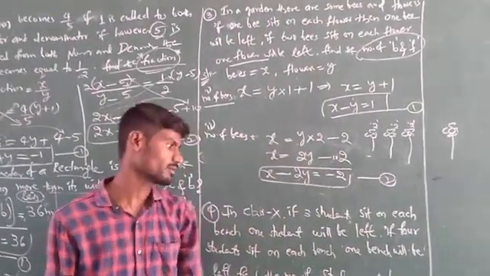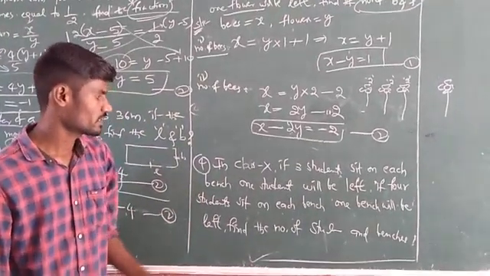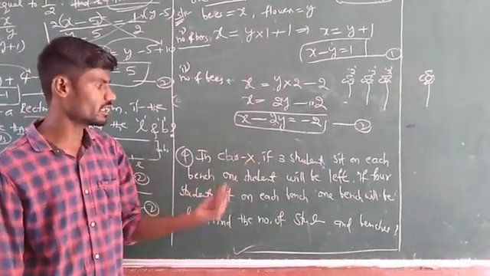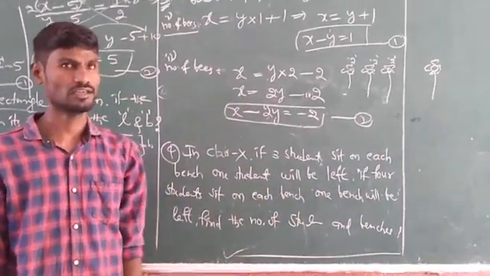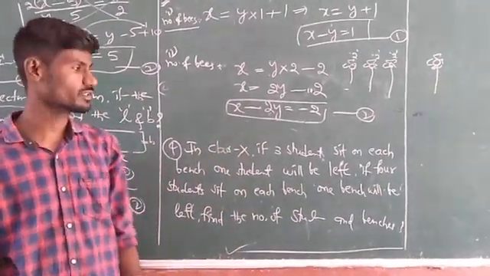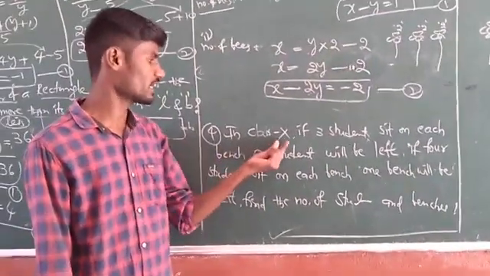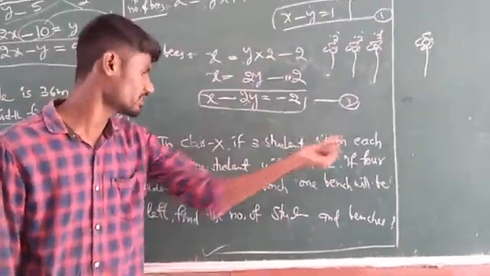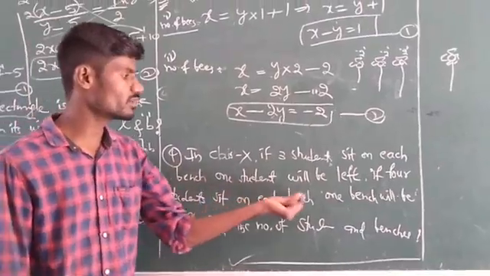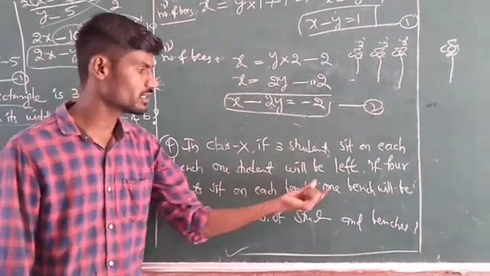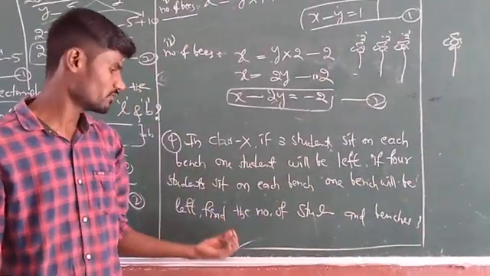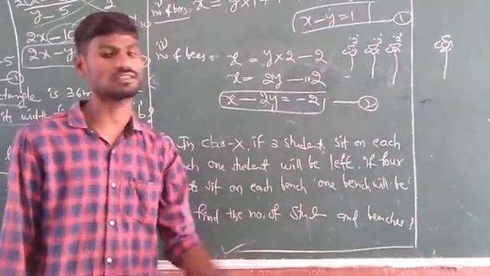Okay. Next, coming to the next problem. See here. In 10th class there are so many benches. Okay? Benches and students. So the problem is based on that. In class 10, if 3 students sit on each bench, one student will be left. And if 4 students sit on each bench, one bench will be left. Then find the number of students and benches.